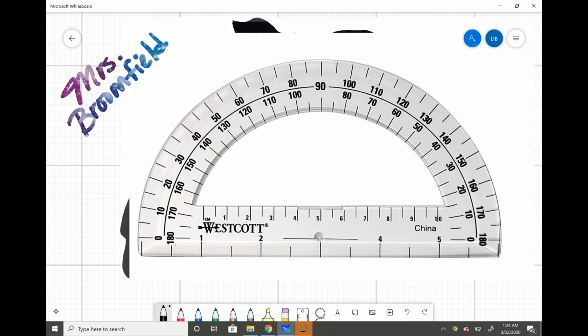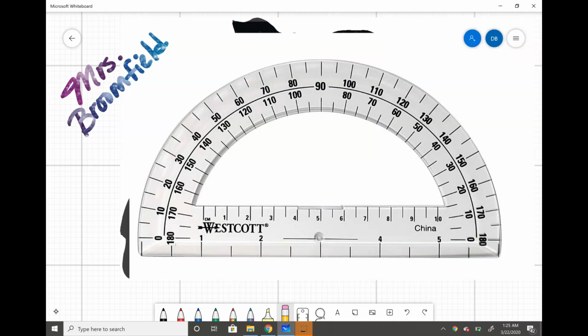So protractors are used to measure angles. And the way I like to tell kids, I say, think of angles as corners. Same as corners. Okay? So think of angles as corners.